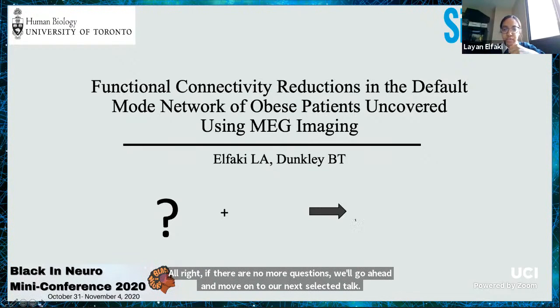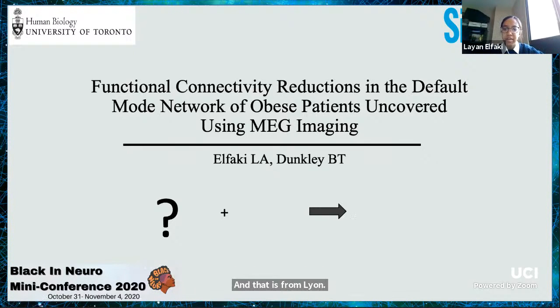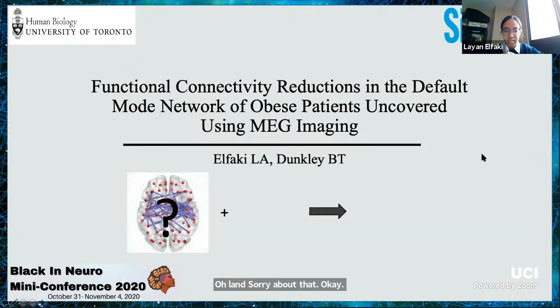Okay, so hello everyone. My name is Leane Ofaki, and the project I'm presenting today examines functional connectivity reductions in the default mode network of obese patients uncovered using MEG imaging. Next slide.